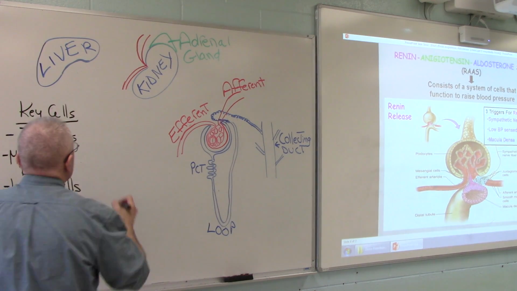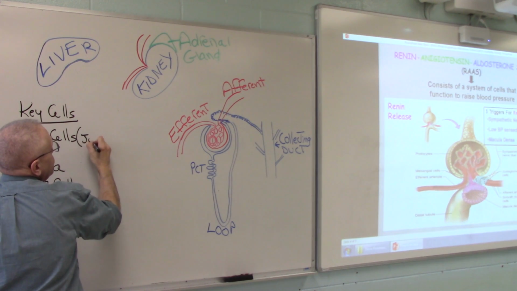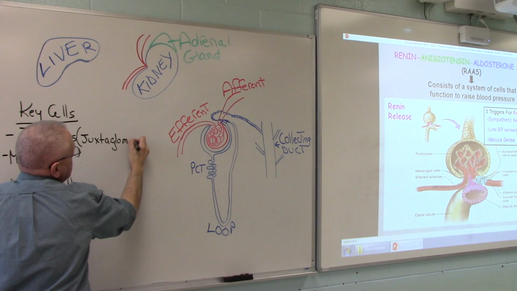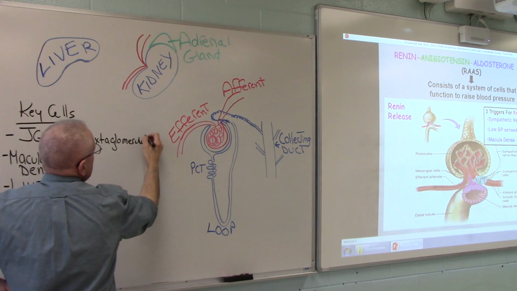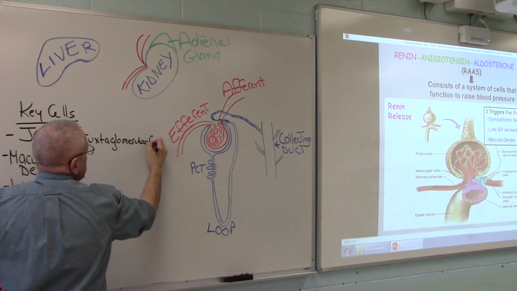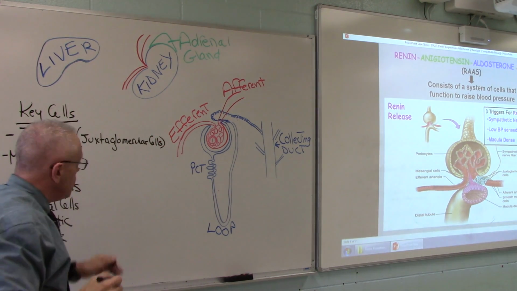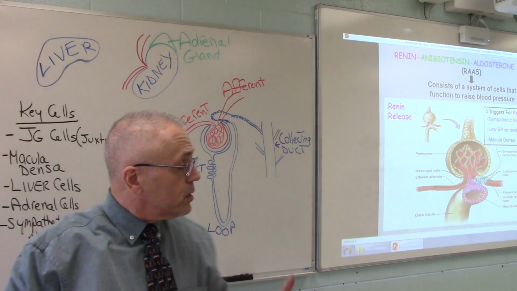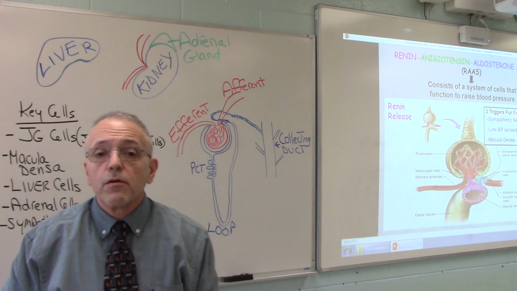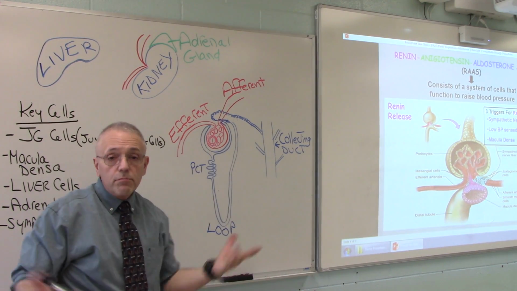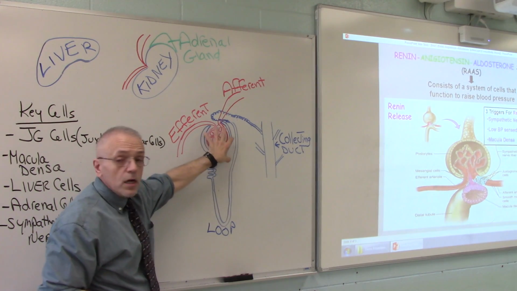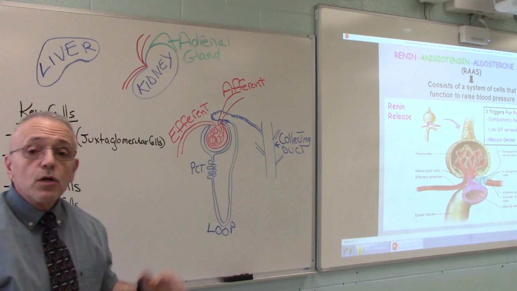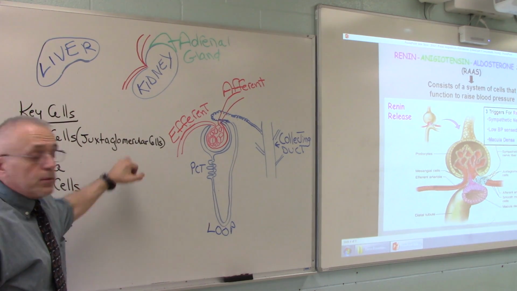Let me write that out. Juxtaglomerular cells. Juxta in anatomy means nearby, and glomerular refers to the glomerulus of the filtration unit of the kidney, meaning the nephron, and specifically the renal corpuscle. So these juxtaglomerular cells are located near the glomerulus.